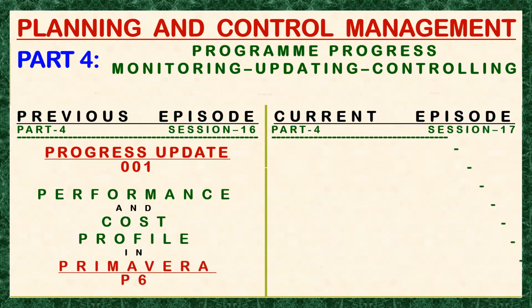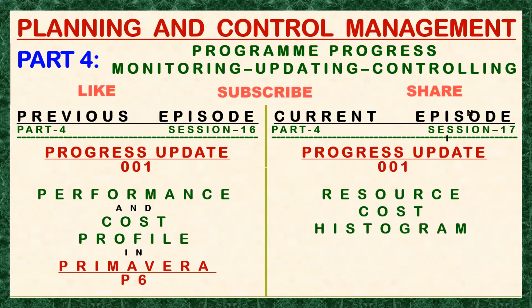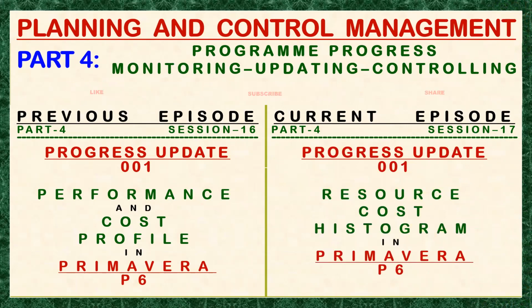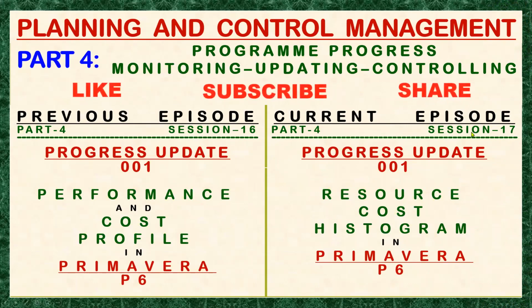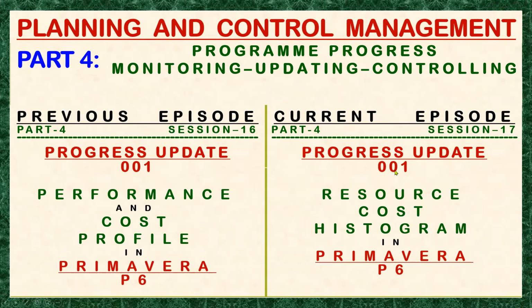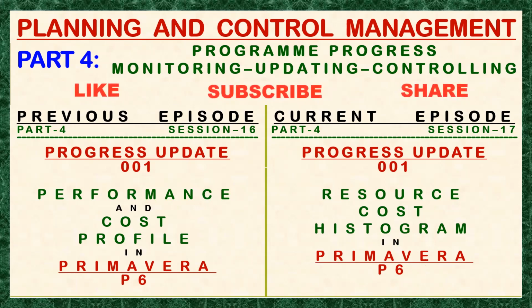Our previous episode was part 4, session 16. That was progress update 001, performance and cost profile in Primavera P6. Now our current episode is part 4, session 17. Still working on progress update 001, but specific for resource cost histogram in Primavera P6. Now we have done our performance and cost histogram. Then, of course, resource cost should also have its own histogram.